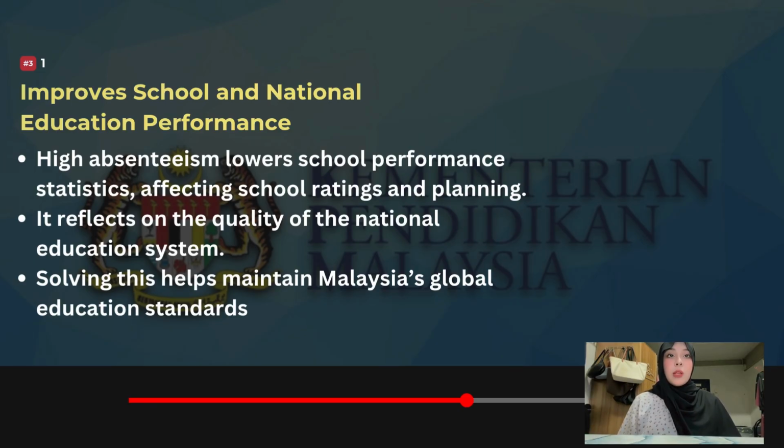Second, it reflects on the quality of the national education system. High levels of student absenteeism can indicate deeper issues within the education system, such as lack of motivation, poor school environment, or insufficient parental involvement. When absenteeism becomes widespread, it suggests that the system is failing to engage students or address their needs. Lastly, solving this helps maintain Malaysia's global education standard. By actively working to reduce absenteeism through better support, early intervention, and parental involvement, Malaysia can show its commitment to educational excellence and ensure that all students have access to consistent, high-quality learning opportunities.